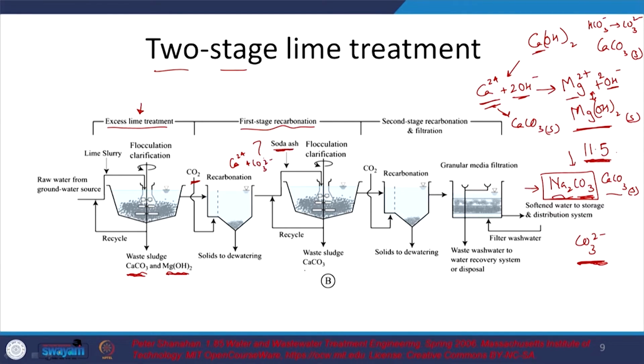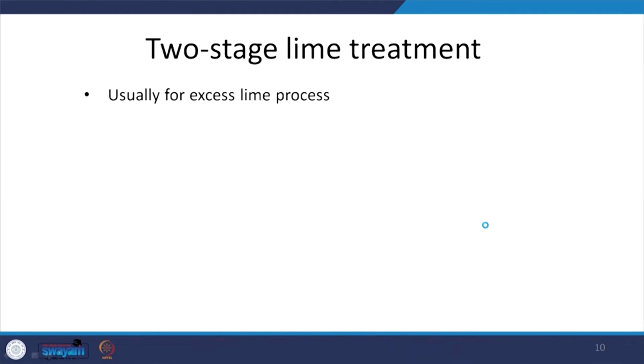So, then what do we have? We have CaCO3 being precipitated out. Even now the pH is around 10.5, it is still too high and I want to bring down the pH to acceptable levels. So, I am going to have second stage recarbonation. Here I am going to bring down the pH and also in the process increase the alkalinity of the relevant system, and then you are going to have the obvious granular media filtration. Let us move on.